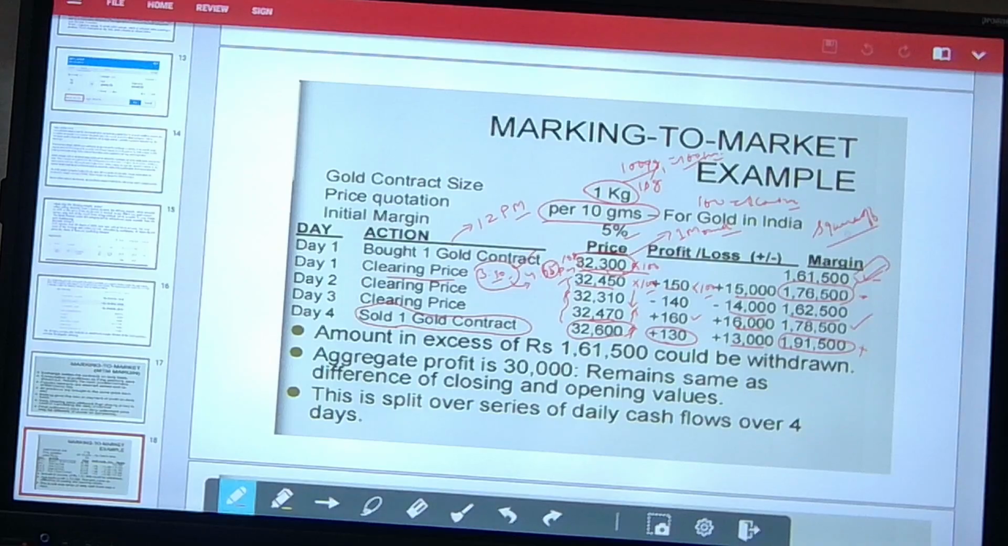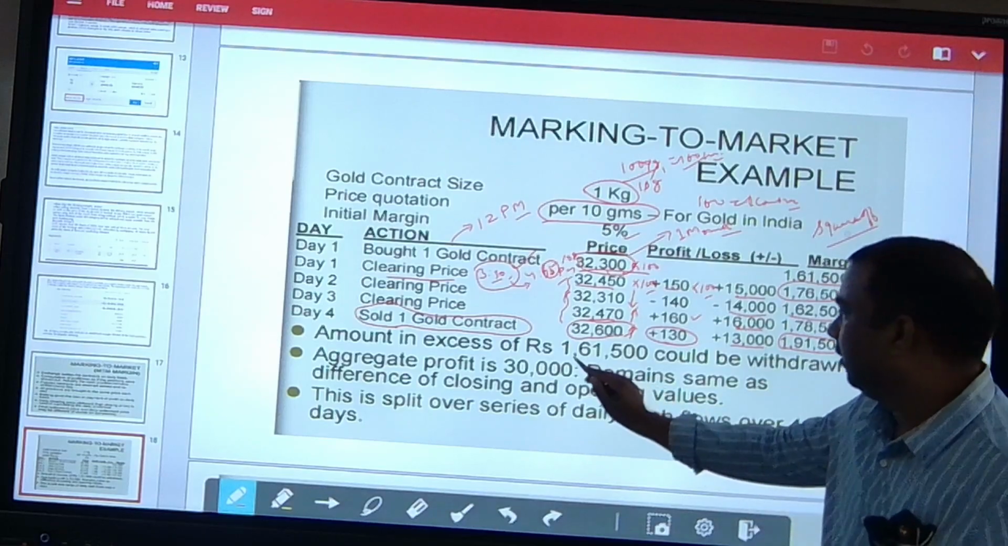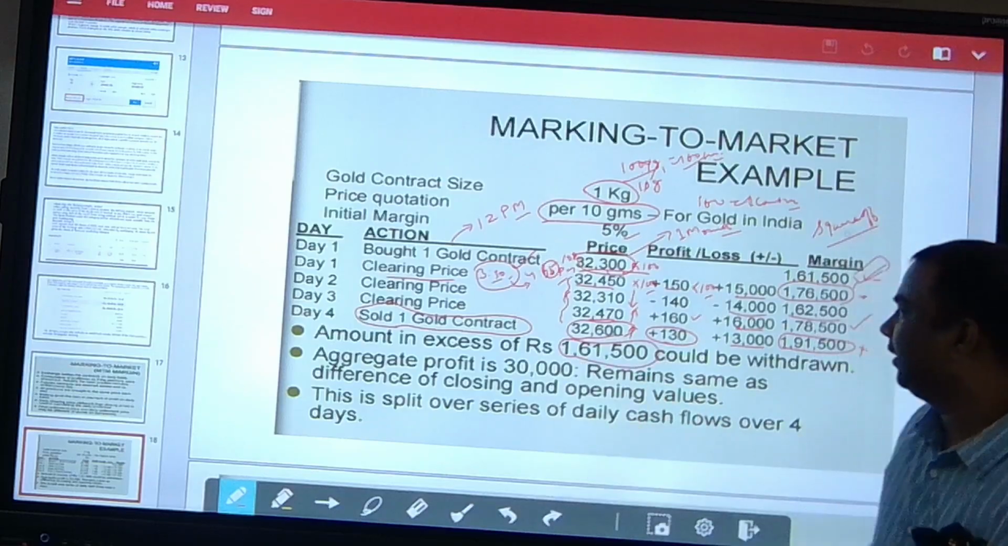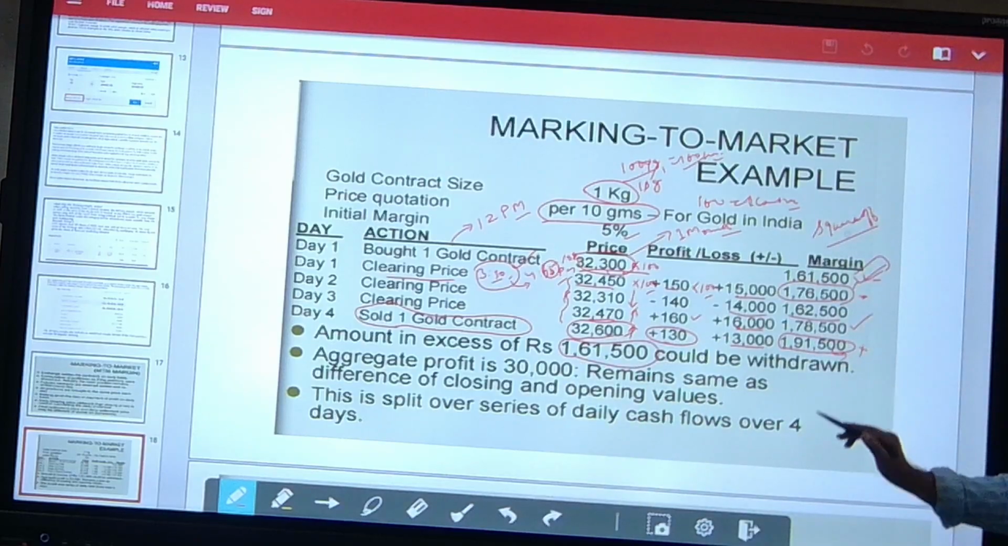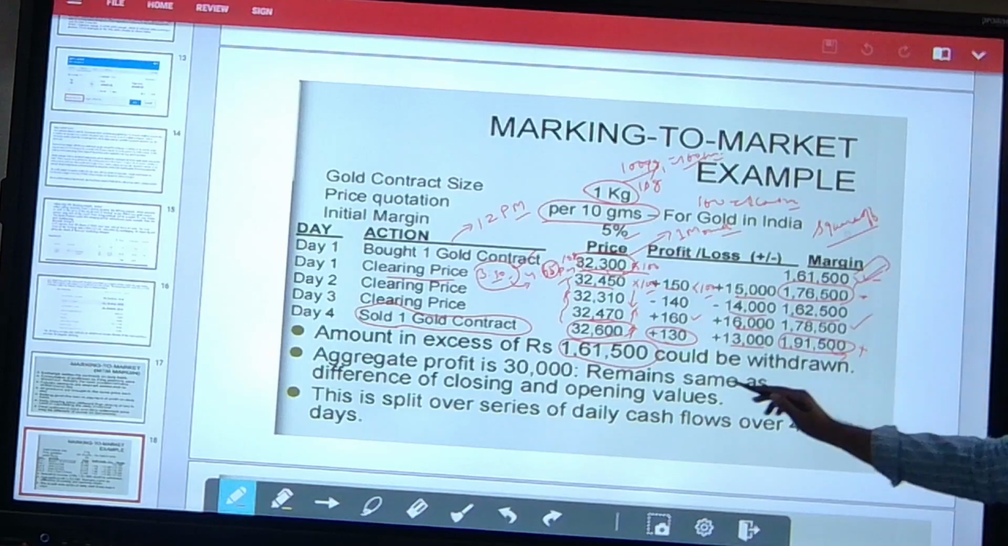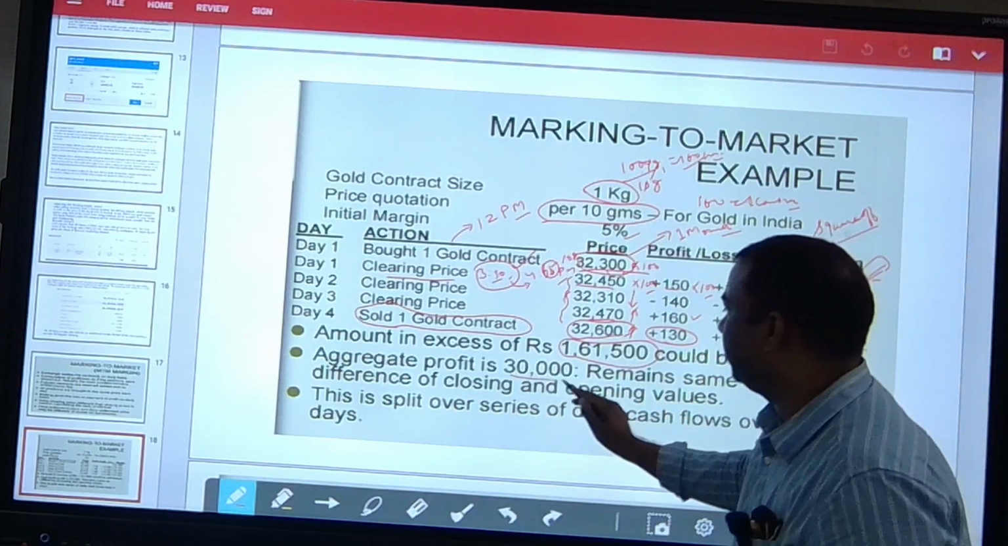ठीक है. Excess of this amount on the expiry, on the closing of your contract, square off of the contract is 30,000 rupees is your profit.